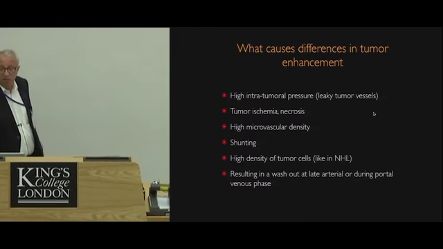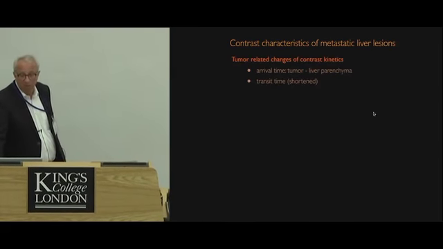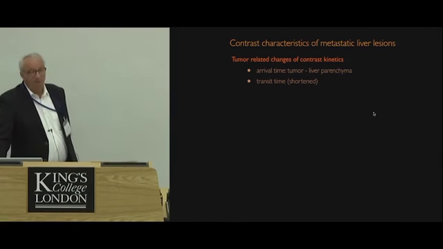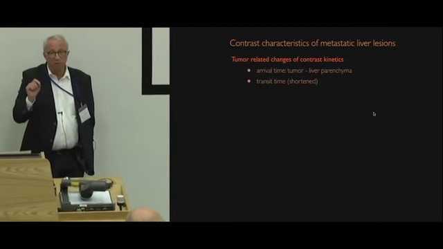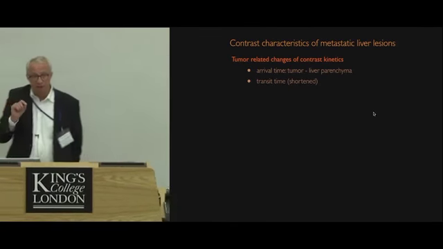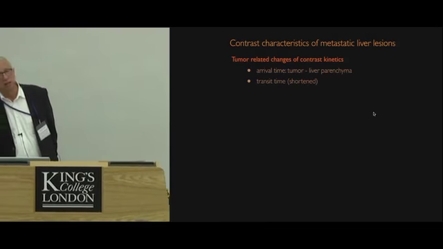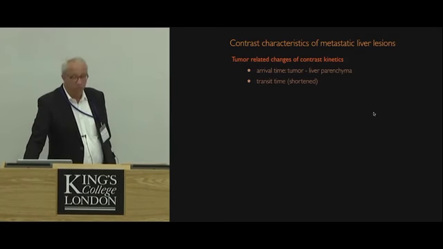Contrast characteristics of metastatic liver lesions. Number one, the tumor-related changes of the contrast kinetics. First, we have the arrival time. In some tumors, the contrast arrives very early, before the arrival in the liver parenchyma. And then we have a change in the transit time. That means the time between the arrival of the contrast in the hepatic artery and portal vein and the time that passes until you see the bubbles appearing in the liver veins. So this is mostly shortened in malignant tumors.